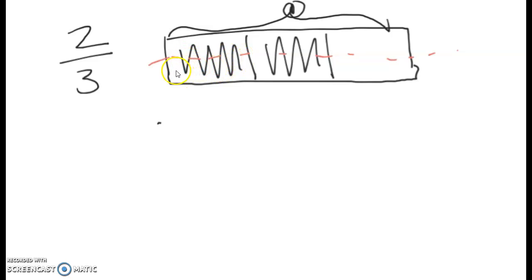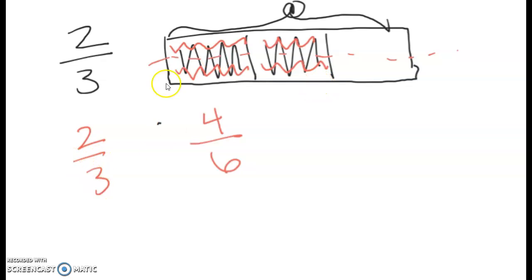Now we can recount our pieces. We have 1, 2, 3, 4, 5, 6. So we have 4 colored in out of a total of 6. So we had 2/3. So 2/3 equals 4/6. Okay. If I'm thinking in my mind, how does 2/3 become 4/6?